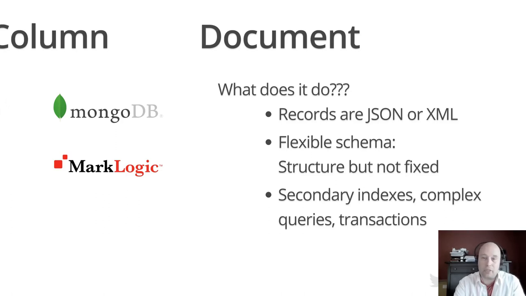And MongoDB uses JSON. So both of these are document databases. In terms of features, they do very much the same thing, and they just use a different syntax. One uses JSON, one uses XML. But the semantics and user experience are very similar in a different syntax. So the key selling point here is the flexible schema.